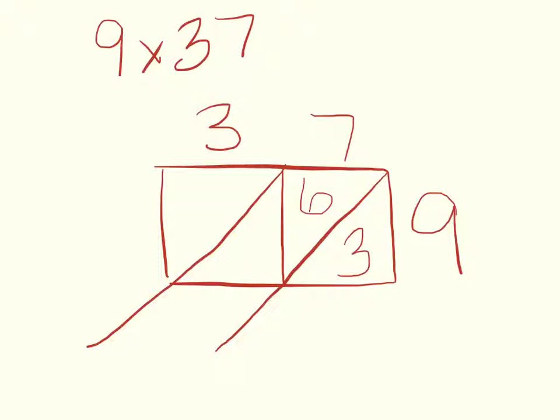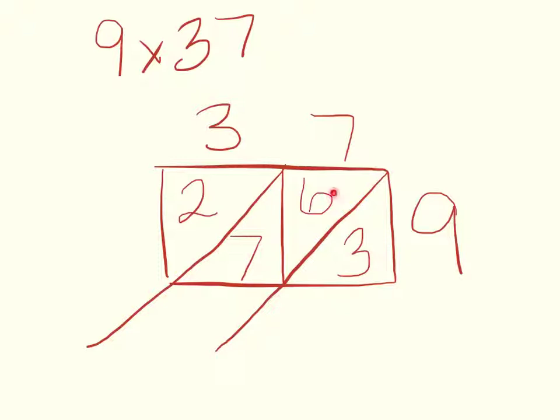Now, in our next set, we're going to say 9 times 3. So what's 9 times 3? Carter? 27. Now when we look at that, we're going to say 9 times 3 equals 27. Our 2 goes in the top triangle, and our 7 goes in the bottom triangle. And now we're going to add.